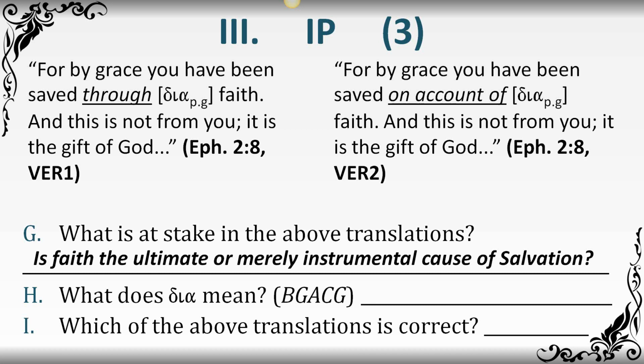And so, dia with the genitive, which one is it? Is it the through, instrumental? Or is it ultimate cause, on account of? Or is this going to be one of those ones where we're going to have to look at something else too? I think it looks like this is through. I can't remember. Oh, there we go. Yeah. Genitive. Okay, the genitive says through on this one. So genitive says through. What page are you on?